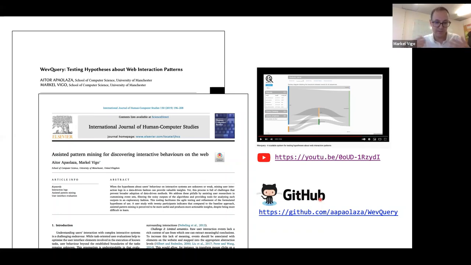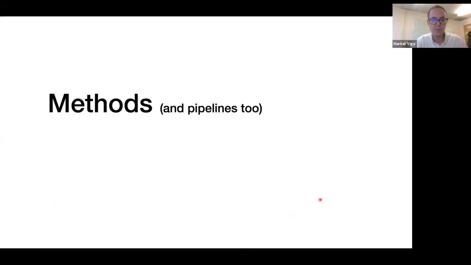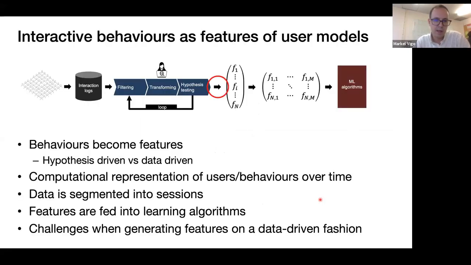And the user study suggested that indeed by using these kinds of tools, user researchers are able to extract more meaningful understanding from user interactions, and they can use this for different purposes, as I mentioned before. Okay, so we have the tools. Now I move into the methods, okay?